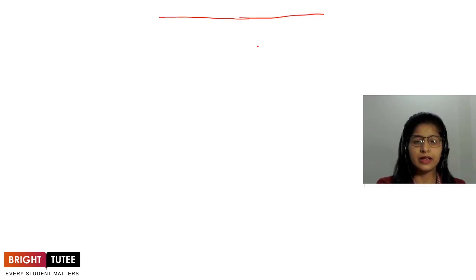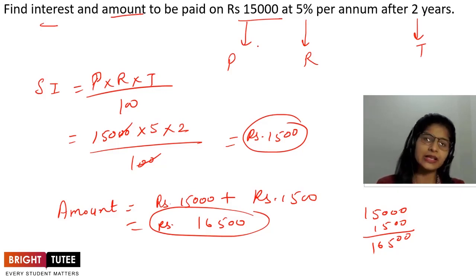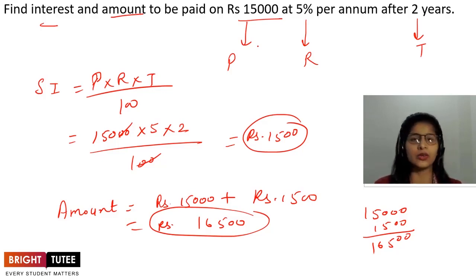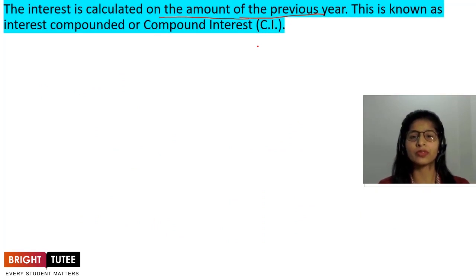Here, in case of simple interest, we were calculating it using how? We were calculating it for collective 2 years, and for each year it will be the same. It will be on the same amount, 15,000. For 15,000 you calculate for 1 year, it will be 750, and for another year it will be 750. In all total you will get 1500. But here in this case, it is on the amount of the previous year.